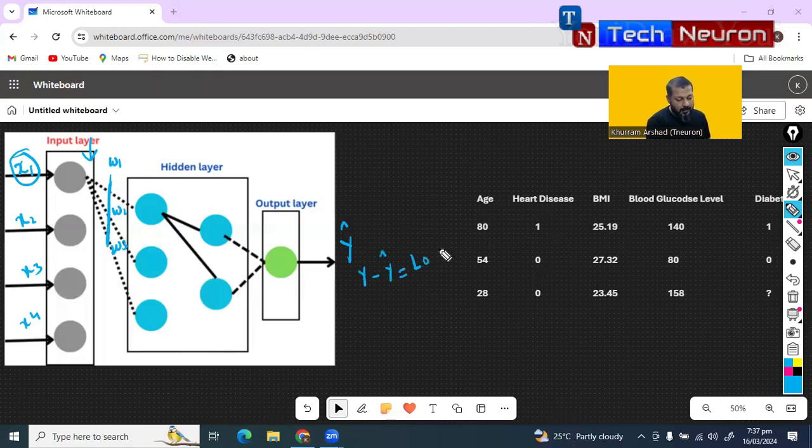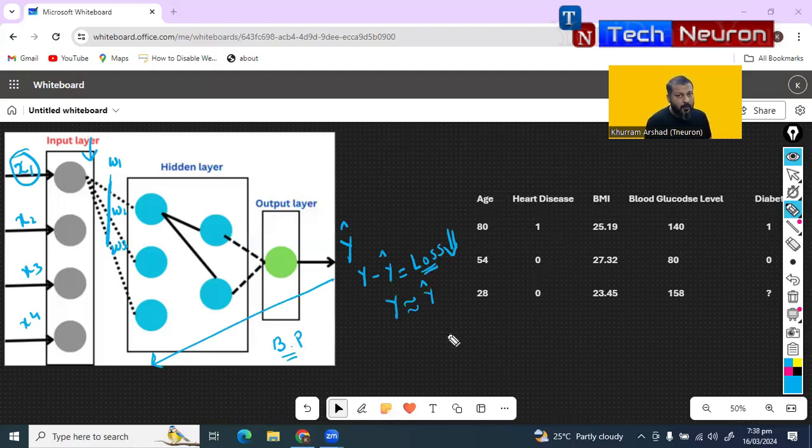The overall objective here is to reduce the loss, because if we reduce the value of loss, then we'll get the predicted output very close to the actual output. It means our neural network is working fine. So to reduce the loss, we use one concept that is called backward propagation. In backward propagation, we try to change the values of weights.